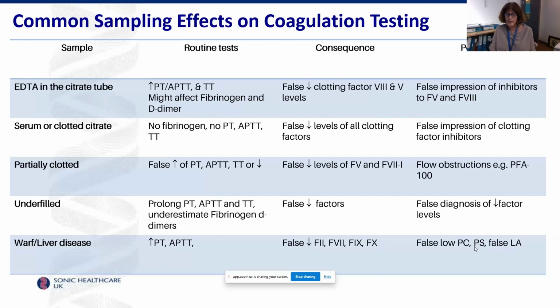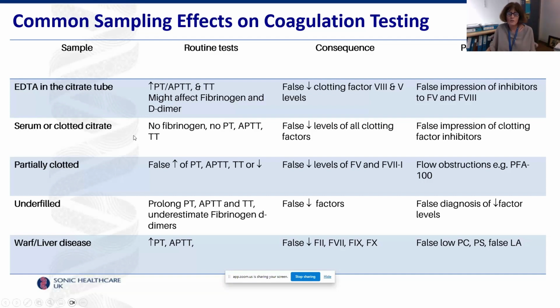So when you're actually taking the blood, if you mix up the order of the draw and you get EDTA into a citrate tube, you can falsely increase the PT, APTT, and thrombin time results. Then that may affect the fibrinogen, and you can falsely lower a factor 5 and 8 level. So then you would say that you can give this false impression of inhibitors to 5 and 8, or falsely diagnose someone with severe haemophilia A if you've got EDTA in your citrate tube.